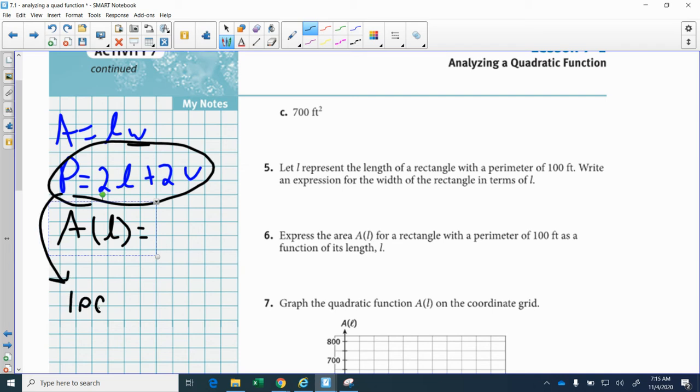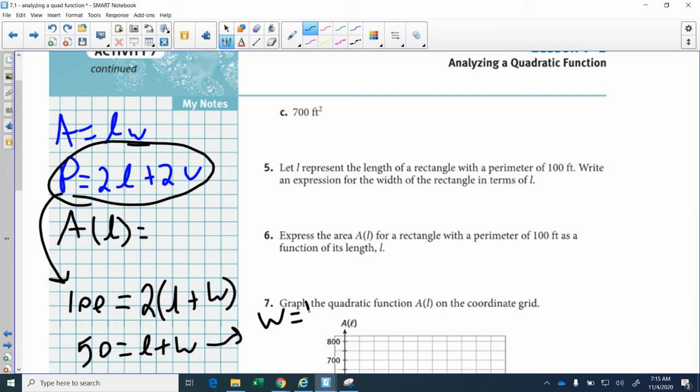We know the perimeter is 100. And then since they both have a 2 in it, let's factor out a 2 to get that equation. 100, which was the perimeter on the other page, equals 2 times the length plus the width. At that point, I can divide out the 2 to get 50 equals length plus width. And then if I want to replace the W, I just need to move the L to the other side. This would become W equals 50 minus the length.